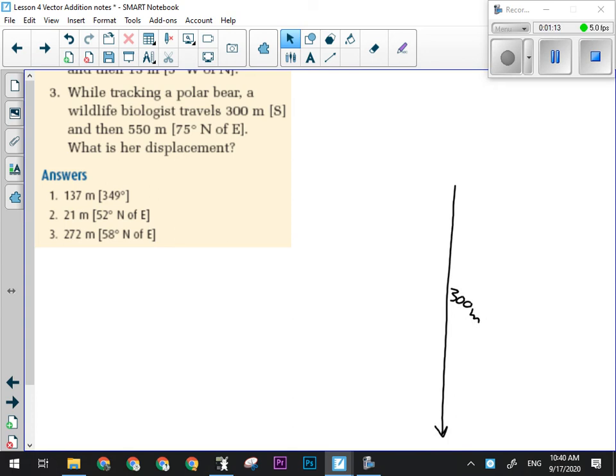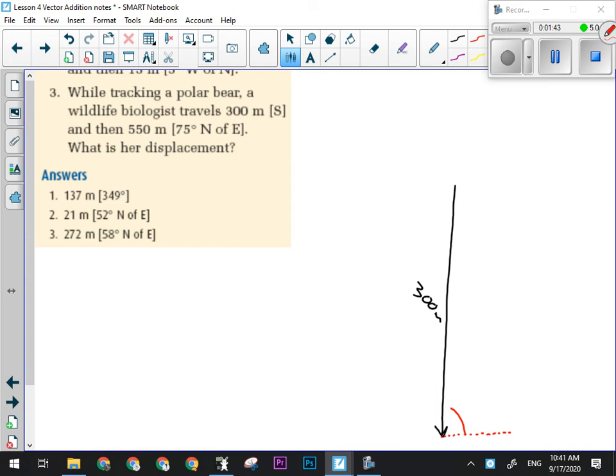Okay? The next vector is 75 degrees north of east. Okay? So I'm actually going to move my 300 over to the other side of the line just so it's not going to get in the way. Okay, 300 meters. Okay, now 75 degrees north of east. So here's due east. And I've got to go 75 degrees north of that. Okay, which means it's a pretty small triangle. Maybe not quite that small, but pretty small.